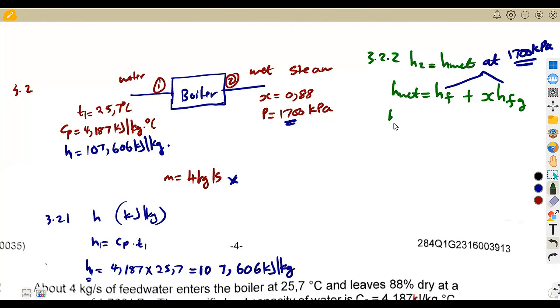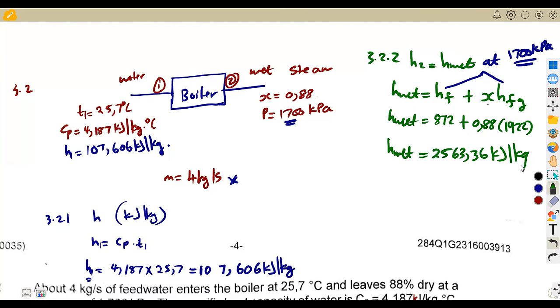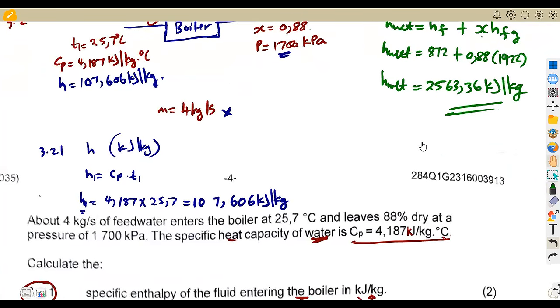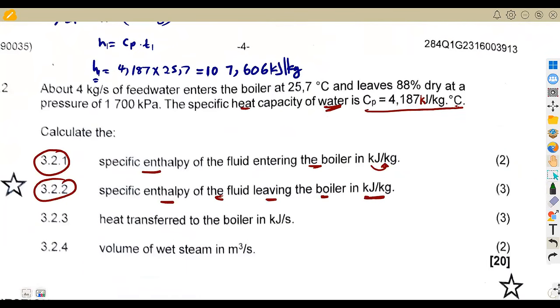So you're going to have our H wet. hf, remember, we got 872 plus x, which is our dryness fraction, 0.88, times hfg. We got 1,922. So it's just substituting there. That gives us H wet, which is 2,563.36 in kilojoule per kg. The moment you want to write in kilojoule per second, you have to multiply by the mass. But the instruction is in kilojoule per kg. So you're supposed to end it there. All right, take note about this.